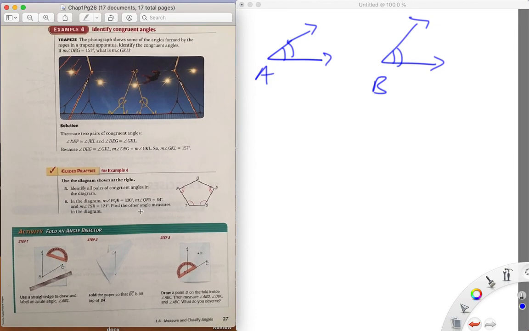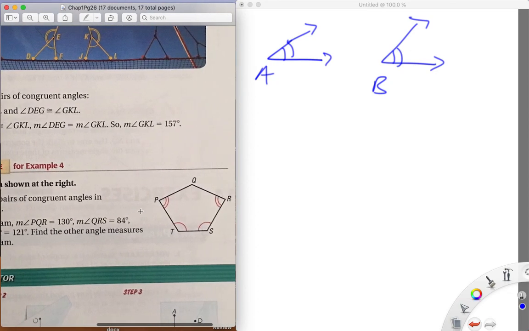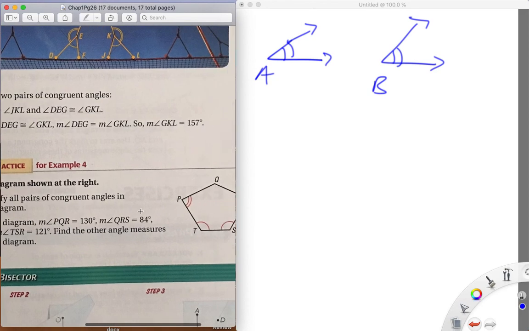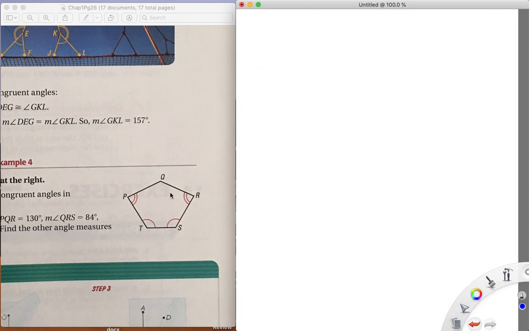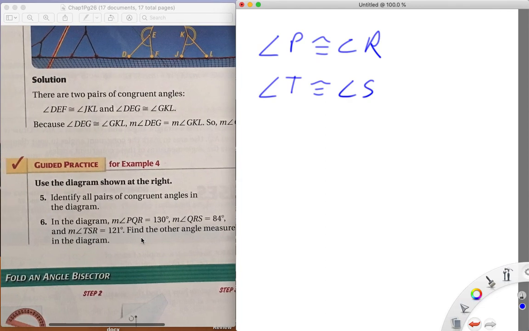Alright, we have this pentagon over here. They want us to identify all pairs of congruent angles. So I have that pentagon. This has two markings over here. This has two markings over here. So I can say that angle P is congruent to angle R. This has one marking. This has one marking. So I can say that angle T is congruent to angle S. Angle Q has no markings at all, so that tells me it's not congruent to either of the other two angles. So that is all she wrote.